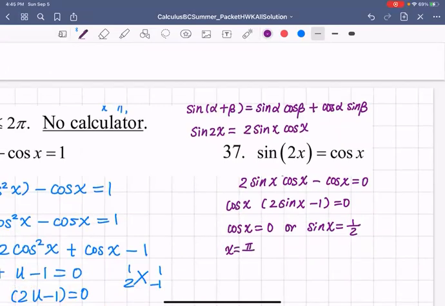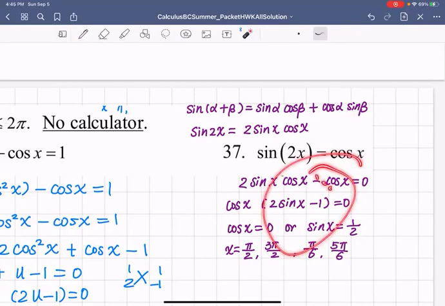sine of x equals 1/2. What's your answer? Pi over 3. Pi over 2. 3 pi over 2, correct? You don't remember that? Sorry, I was thinking of cosine. Who else? 5 pi over 6. Pi over 6 and 5 pi over 6, correct? Correct. Not good enough, okay?